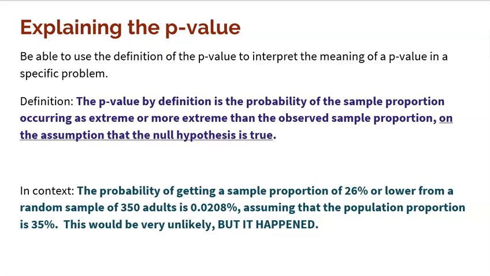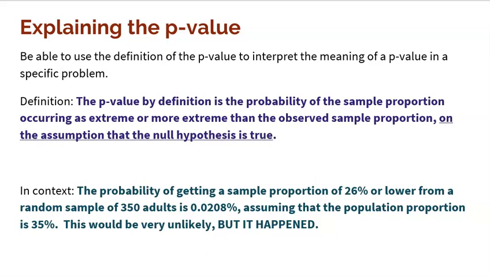So what is our p-value in context? It is the probability of getting a sample proportion of 26% or lower from a random sample of 350 adults is 0.0208%, right? So it's very, very unlikely. So the probability of getting such a low sample or even lower is 0.0208%. And again, this is assuming that the population proportion is 35%.